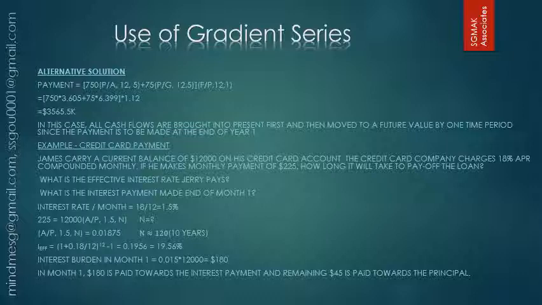What's your interest burden in month 1? Your beginning balance was $12,000. You're paying 1.5% per month. So you paid $180 in interest in month 1. So out of the $225 payment that you made in month 1, $180 was paid towards the interest and only $45 is paid towards principal. As you can see, more money goes towards the interest first, and then slowly the payment towards principal increases, and that's why it takes a longer time period to repay the loan, which we reflected in the next example.